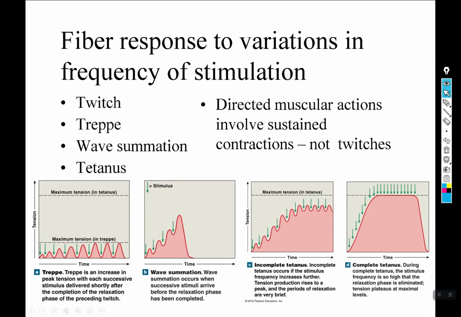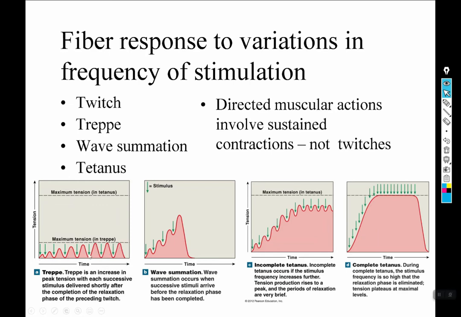So treppe is an increase in peak tension after each successive stimulus. After the first stimulation, we get a small hump, and then it gets a little bit bigger, and a little bit bigger, until eventually, as long as the stimulus impulses are spaced consistently, we start to achieve the maximum tension each time because the muscle has been primed. But we're not going to get any more than that, and we're not going to add up these waves unless I move these stimulus impulses closer together.